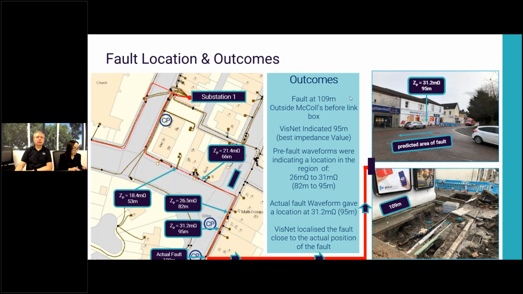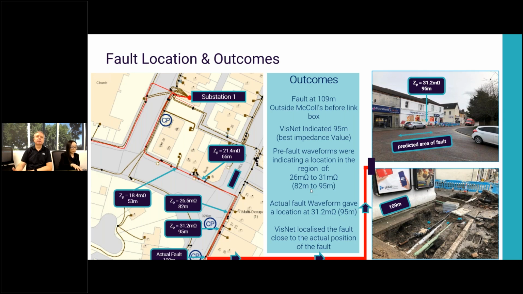If we overlay that on the network arrangement, we can see here substation 1 is where we're feeding from, and we can see the contours. At this point it's 18 milliohms, then 26 milliohms. So we're looking at the source of the fault being around this area of the cable. VisNet is indicating the best impedance value about 95 meters up the cable, somewhere in the region of 26 to 31 milliohms, so 85 to 95 meters.